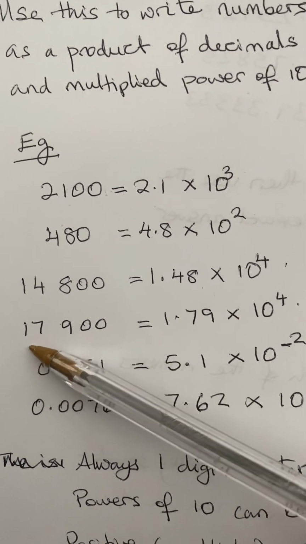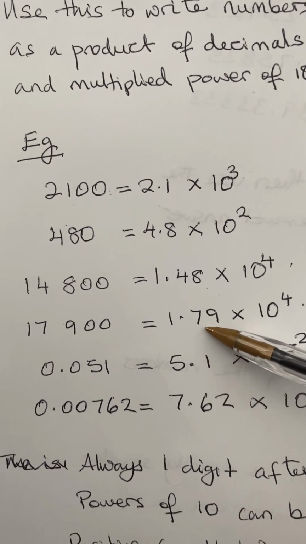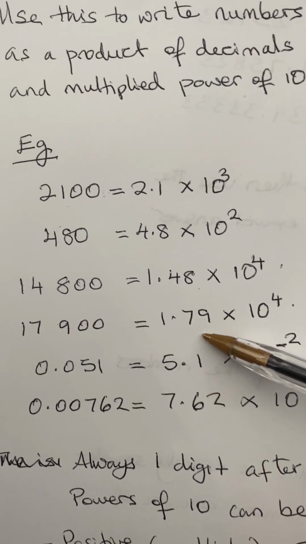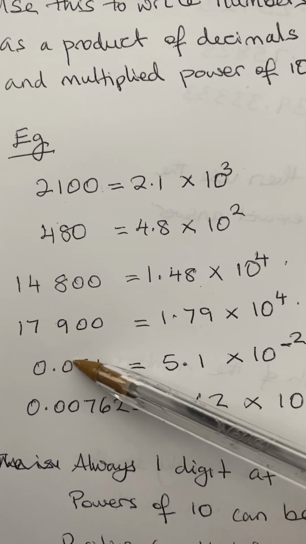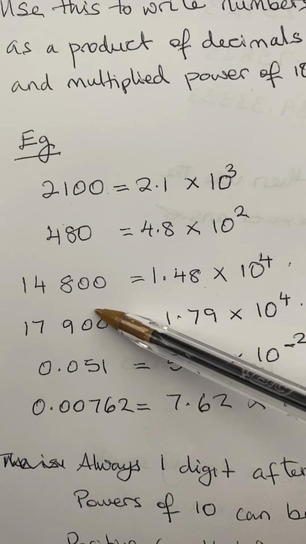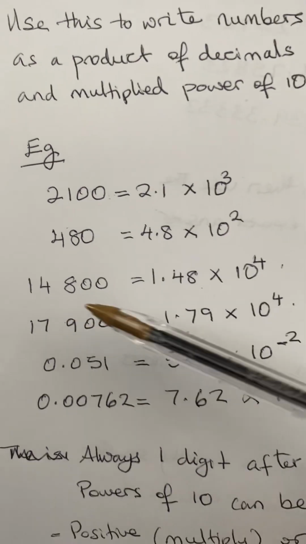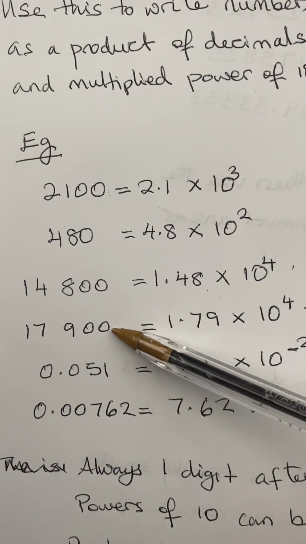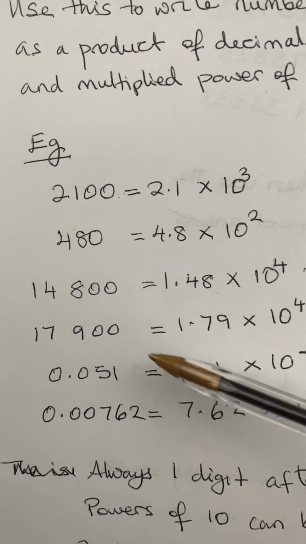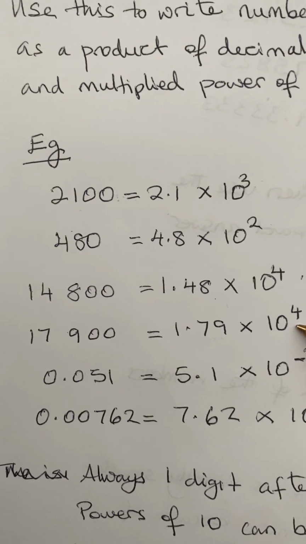17,900. So 1.79. That will be the first part. Okay, the more you do it, the easier it becomes. So standard form, that is what we are doing. So 1.79 times 10 to the power 4, because 1, 2, 3, 4. So to move the decimal from the end of the number to after the first digit, you need to jump 4 steps. So it will be times 10 to the power 4.